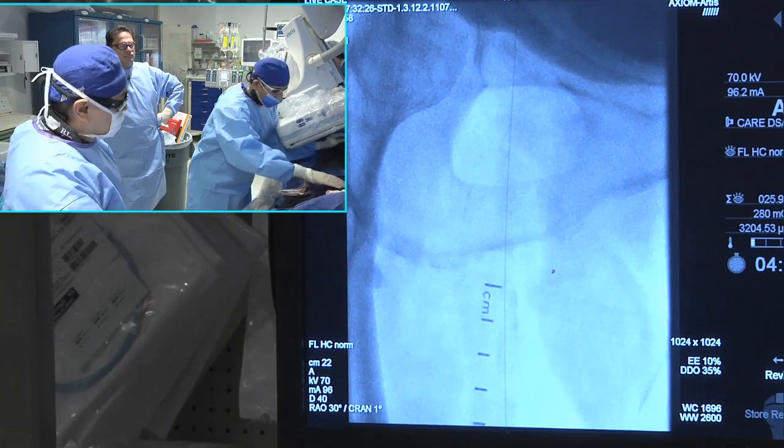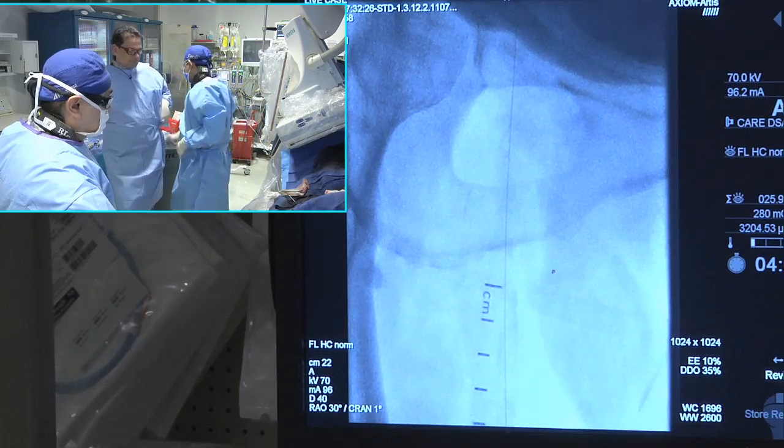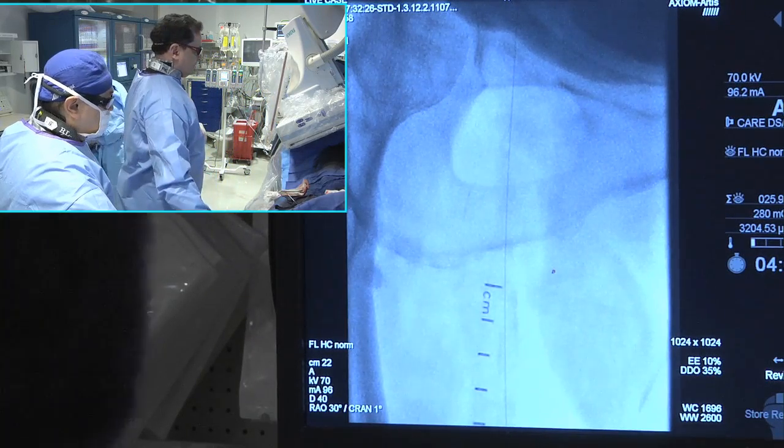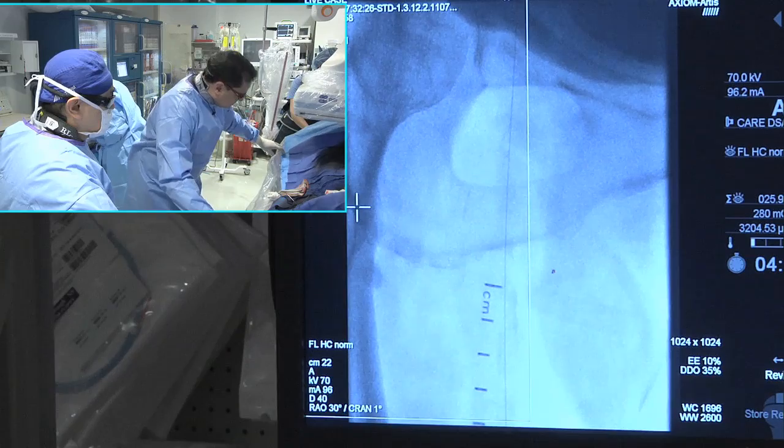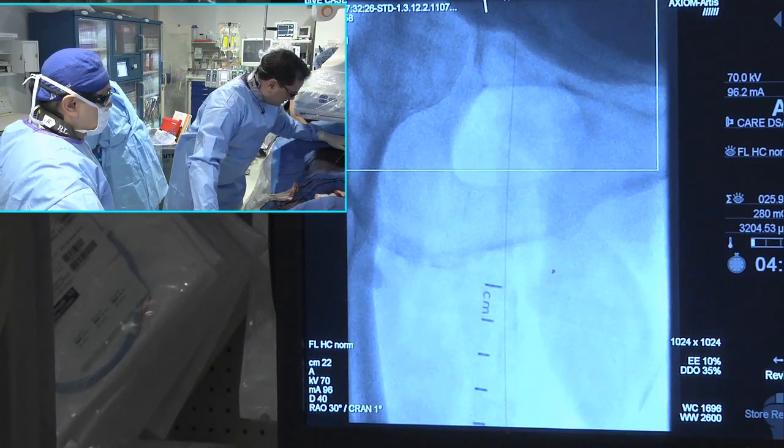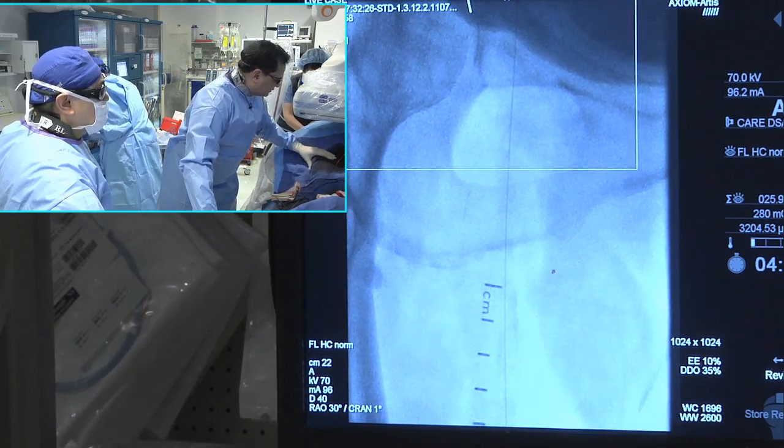Lidocaine, guys, in the groin. Let me just. ¿A dónde dolor, mamá? ¿Aquí? ¿O aquí? Oh, lo siento, lo siento.